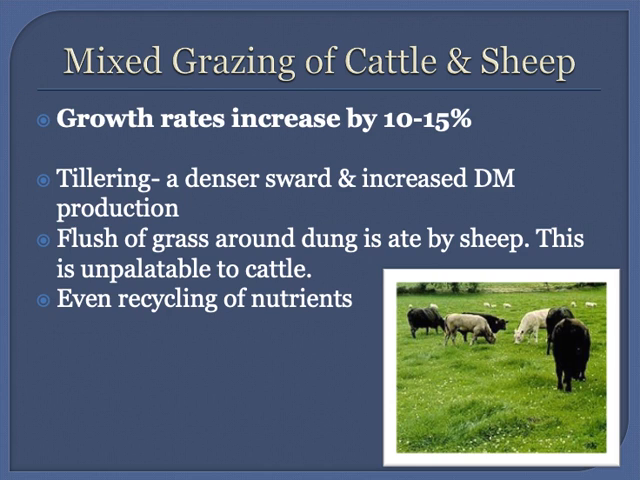Also, the sheep will actually eat around the dung. So where you get that little flush of grass around the dung, the cattle wouldn't go near it, whereas the sheep will. And this gives you a nice even recycling of nutrients.